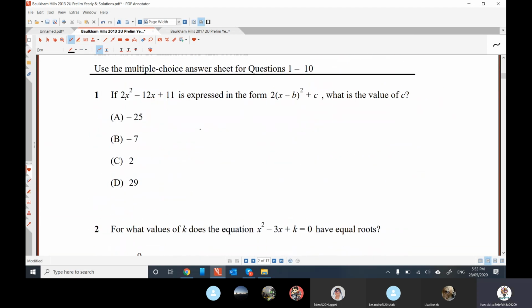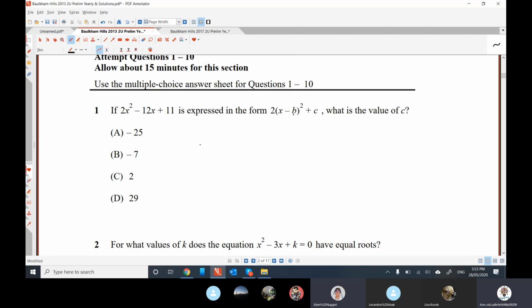Okay. If 2x squared minus 12x plus 11 is expressed in this form, what is the value of c? Okay. What is this saying to do? Factorize. What specifically? Come on, help her out. You said factorize. I said a bit more specific. Would you take out 2 from 2x squared minus 12x and leave 11 by itself? Okay. Yes. But none of the answers are.